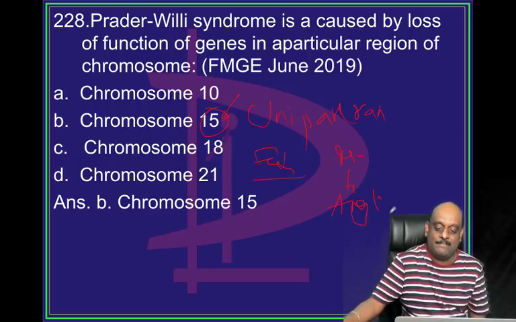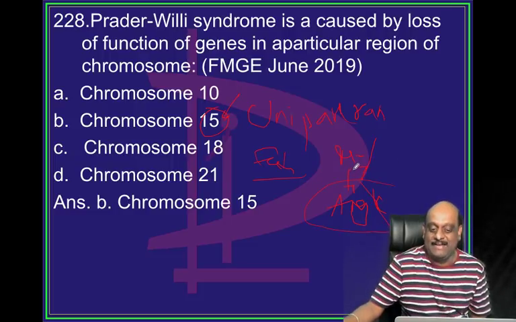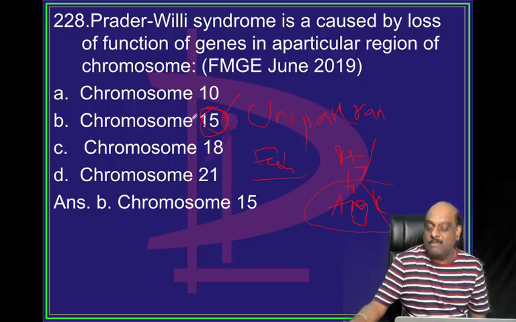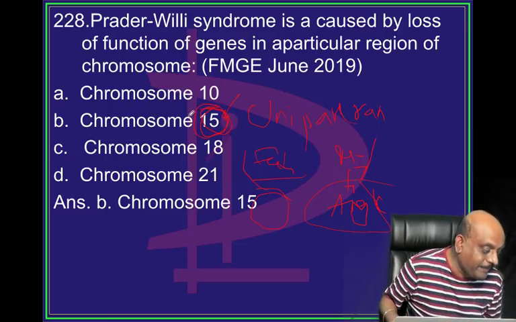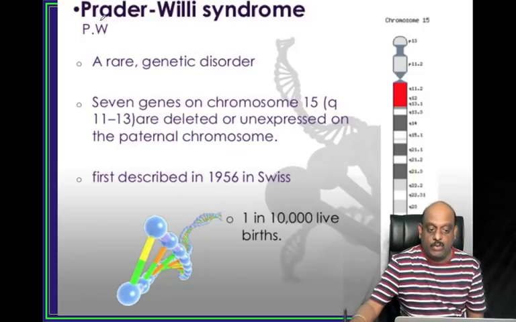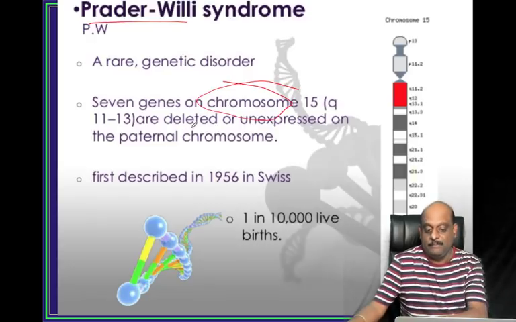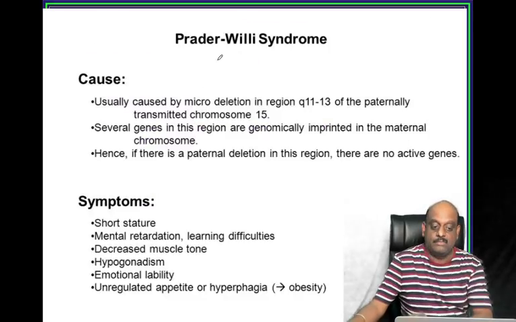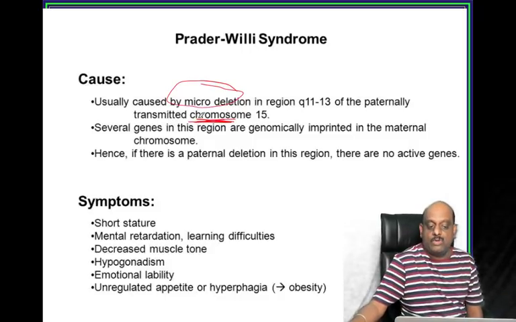How will you remember? Angelman: if amma has given you the chromosome 15. Prader-Willi: if papa gave the abnormal chromosome 15, that is what you should remember. So Prader-Willi is on chromosome 15 and there is a microdeletion in a paternally transmitted chromosome 15.